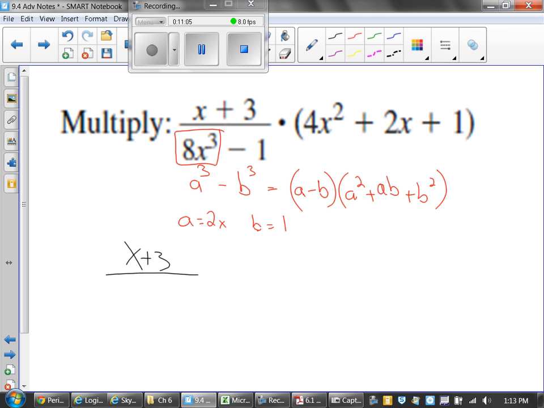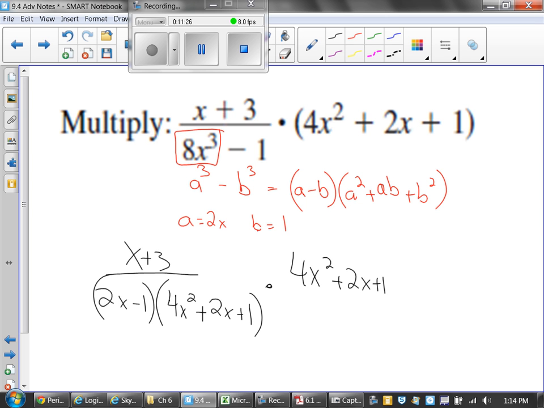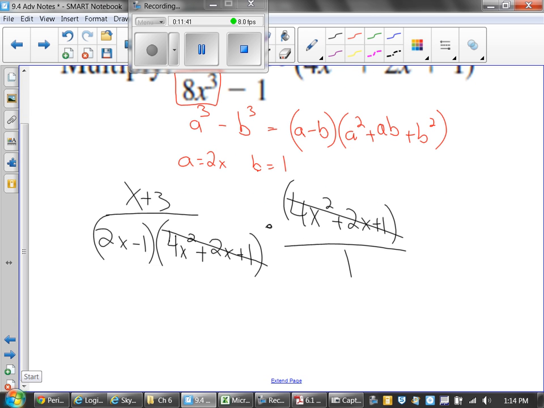Your denominator becomes 2x minus 1 times 2x quantity squared, which is 4x squared, plus 2x plus 1, times... and do I change anything by putting that over 1? No. Nope. What drops out? Oh, that's wild. That whole chunk drops out, and you're left with x plus 3 over 2x minus 1.